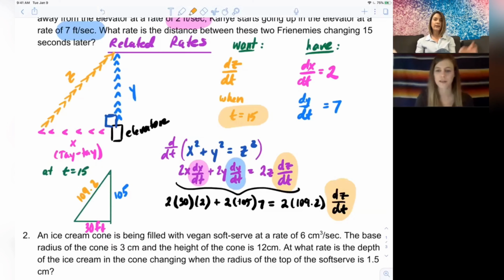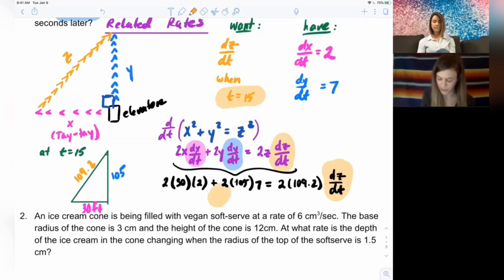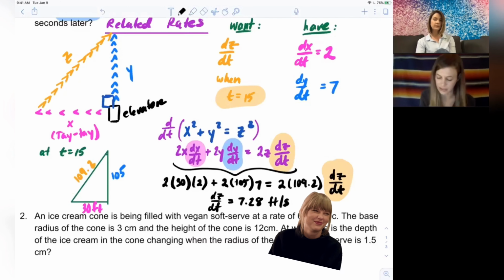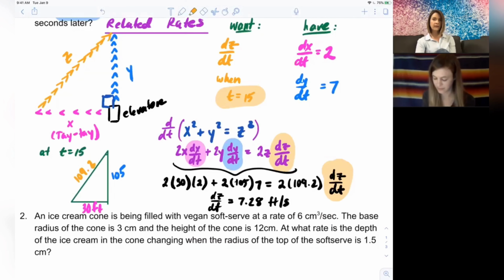Yeah. So all those constants, isolate dz/dt, and we get, wait for it, dz/dt is going to be 7.28. 7.28 what? What units are we going to put on that? Well, it's feet, but per second. Exactly. Feet per second. We're talking about a rate, right? And that's it. Nailed it.